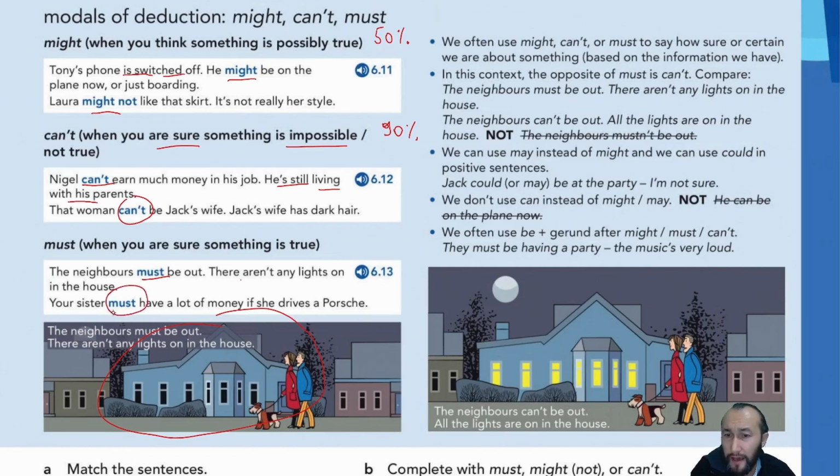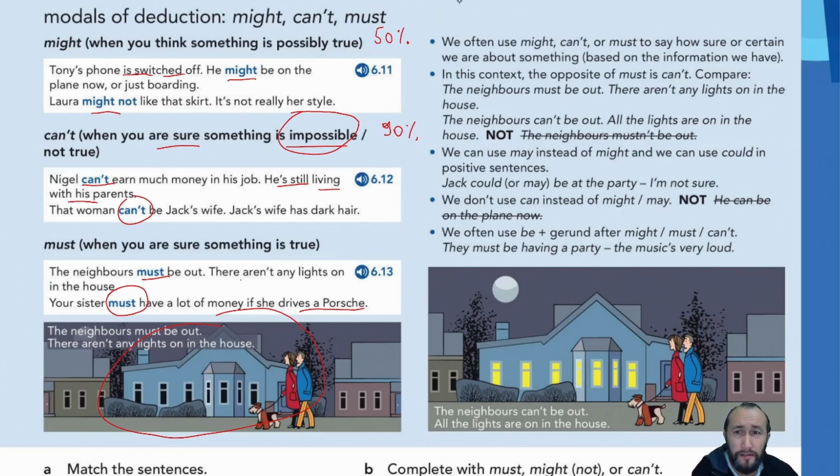Your sister must have a lot of money if she drives a Porsche. She drives a Porsche, so based on this fact or evidence, I am very certain. My certainty level is very high, and then I use must. Okay. So again, if your certainty is very high and you're guessing, then you say must. If your certainty is very high but about impossible things, you use can't. But if your certainty level is not that high, 50 to 60%, let's say, then you say might.